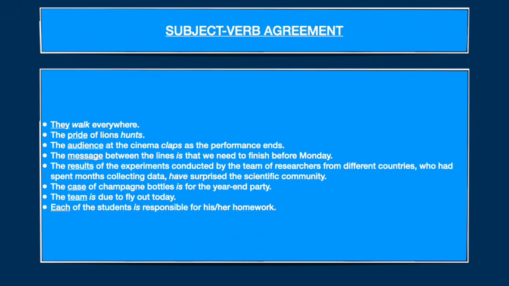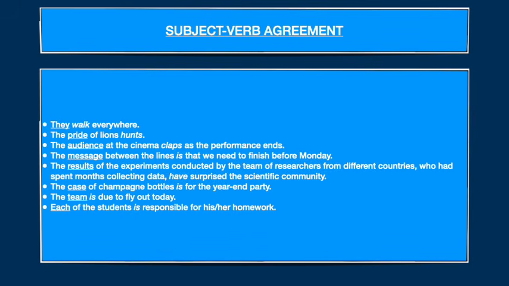The next one is the audience at the cinema. So even though the audience is comprised of many people, audience itself is singular, and therefore the verb needs to be singular as well. So claps, as you can see over there, we've got that distance between the subject and the verb. So it's important that you go ahead, circle each one, and then it's going to be clear if there is an error that you need to correct or if it is permissible.